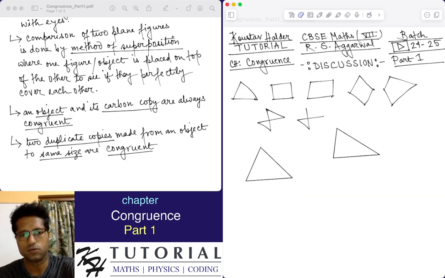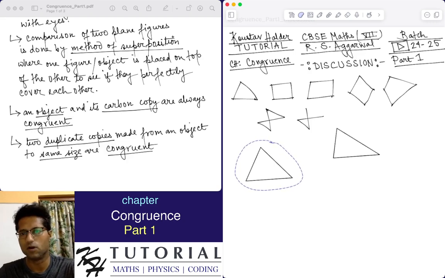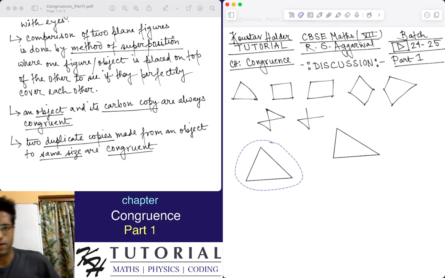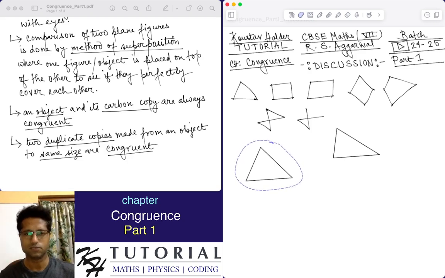The next thing is two duplicate copies made from an object to same size are congruent. Let's say I have this original object or figure. I am doing all the discussion with respect to triangles, which also applies to any other figures, like it could be square, parallelogram, rhombus, quadrilateral, or circle, whatever. So I have this original. As you can see, this triangle figure is highlighted.